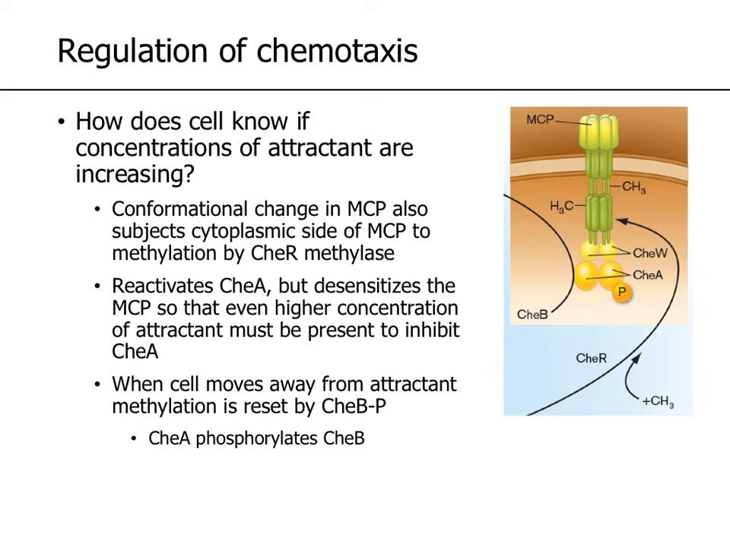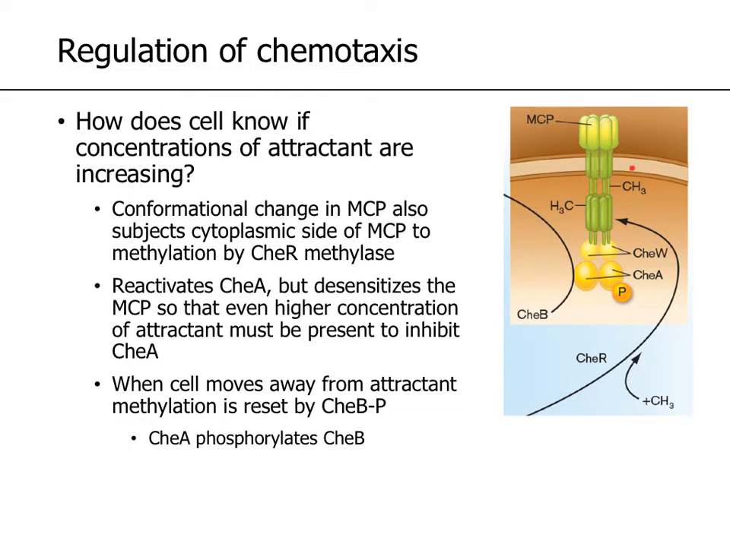So that's essentially just once, right? Like when the first time it's bound, but sometimes it might see the attractant, but then there might be places that are higher in concentration, so it still maybe wants to move more in that direction. So how does it know if the concentrations of attractant are actually increasing? So that conformational change in MCP also subjects the cytoplasmic side of the MCP to methylation by KR methylase. So this part here gets methylated here.